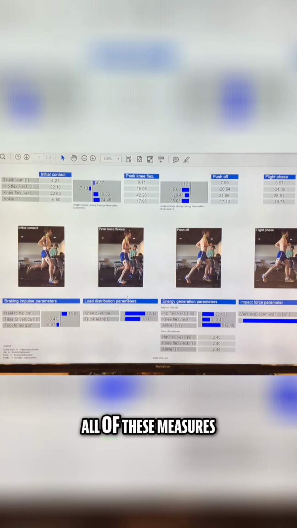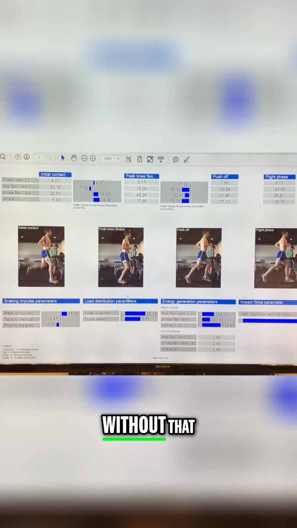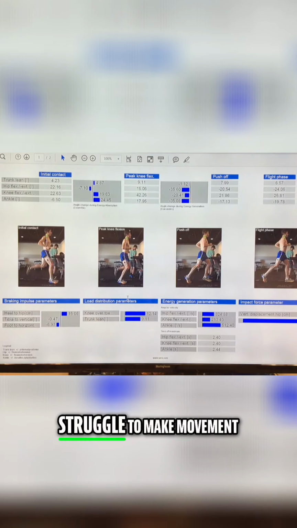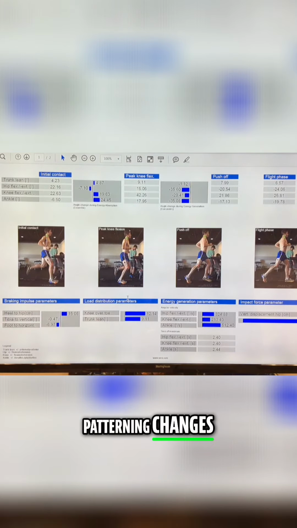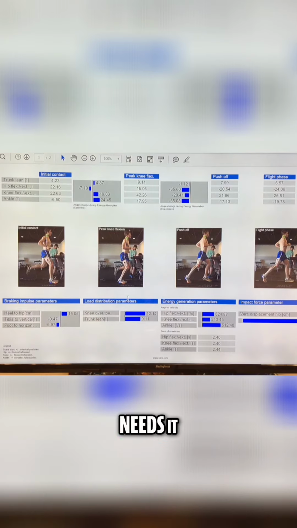When we look at all of these measures and we think about what we need to do to correct some of these patterns, we want to go back to basics. Full hip range of motion, full knee range of motion, full ankle range of motion. Without that, we're going to really struggle to make movement patterning changes. The body is absolutely designed to have full range of motion, instant access whenever it needs it. The body's always going to take the path of least resistance.